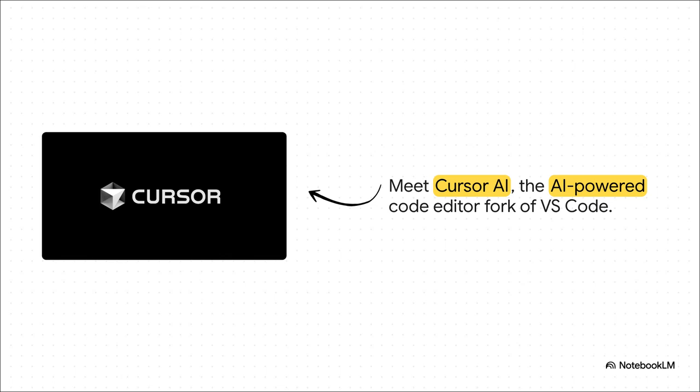Now, since VS Code is the most popular editor on the planet, Cursor takes that exact same industry-standard interface and just supercharges it. It integrates AI directly into the environment, so it acts as your ultimate pair programmer, living right inside your workspace, ready to write, explain, and debug code right alongside you.